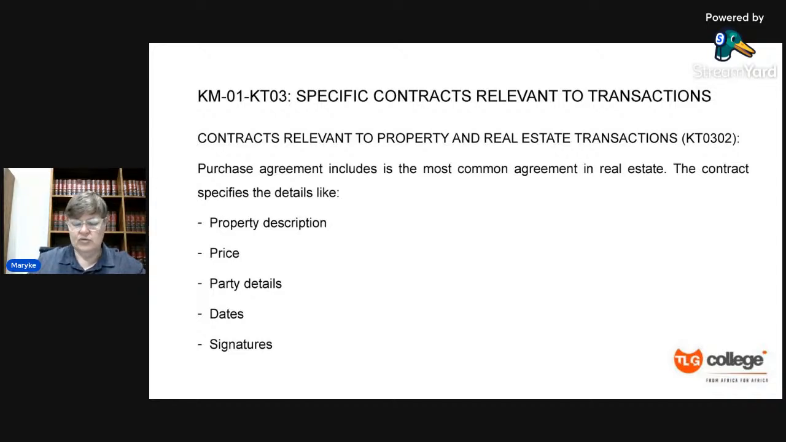So very, very important is that we transact or describe that property in the correct municipality, first and foremost, then in the correct suburb.